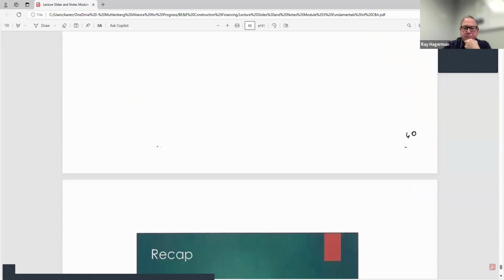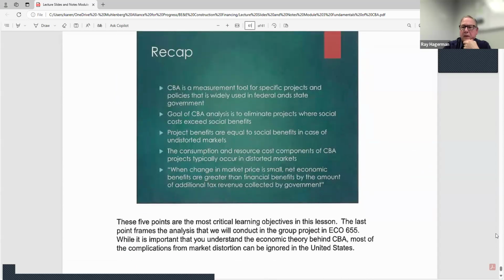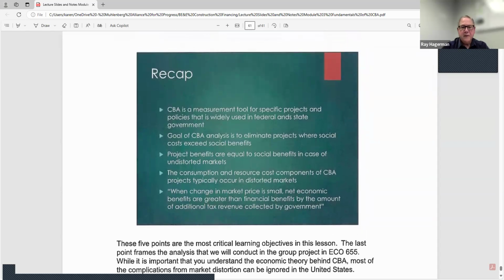But then it's really important on this last slide, and I want you to take a little bit of time with this and make sure that you grasp it, that CBA truly is a measurement tool for specific projects and policies. These are used throughout the United States for so many different things, but we use them a lot in economic development.